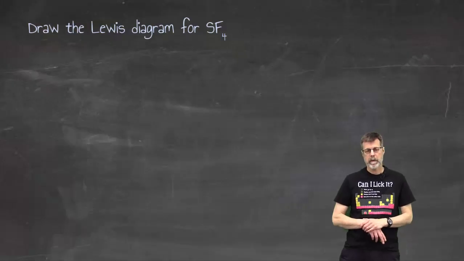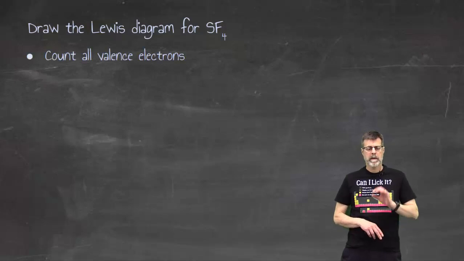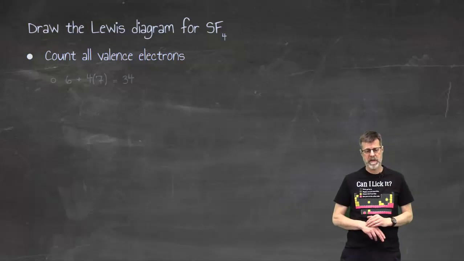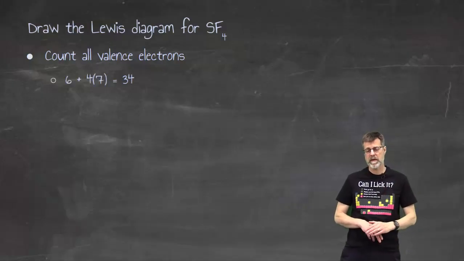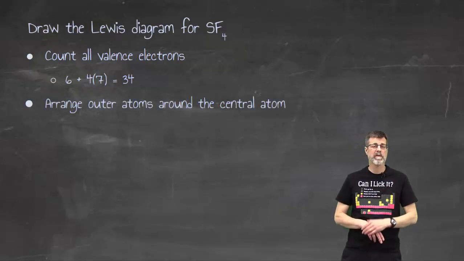So, okay, get into drawing Lewis diagrams. I'm going to draw the Lewis diagram for sulfur tetrafluoride. Now what that means is I'm going to start by counting all my valence electrons. I'm going to be going through those steps. So sulfur has 6 valence electrons, fluorine has 7 valence electrons each. There are 4 of them, gives me a total of 34 valence electrons that I have to account for.